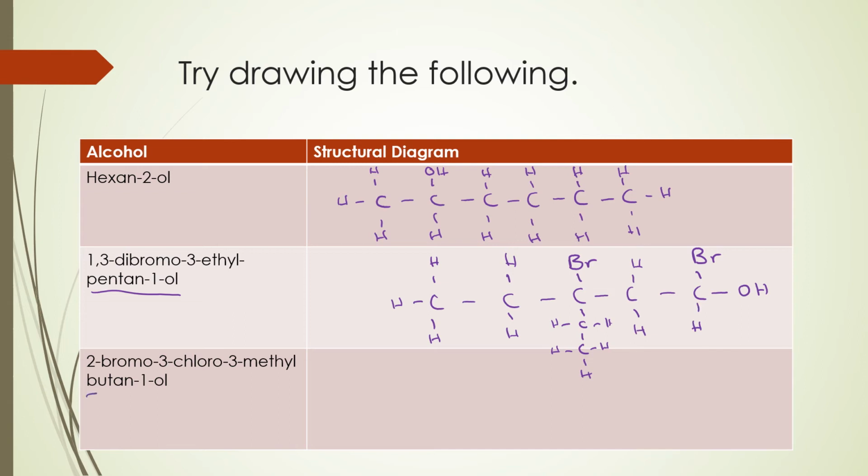Last one, butanol is the parent structure. 1, 2, 3, 4. Carbon number 1 has the hydroxyl group. Carbon number 2 has a bromo. Carbon number 3 has a chloro. And carbon number 3 has a methyl. Now put all the hydrogens on so that each carbon has 4 bonds.